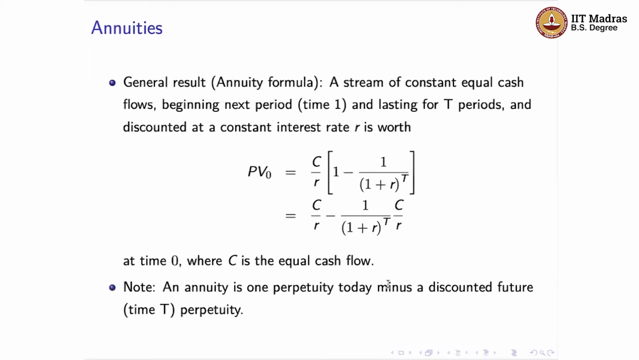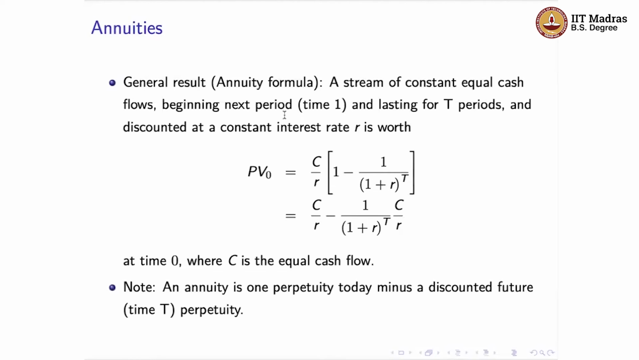And this is the general result. If you have a stream of constant equal cash flows beginning next period as usual and lasting for T periods, and if it is discounted at a constant interest rate R, then this is worth, in today's terms, an amount given by this annuity formula, right? C by R multiplied by 1 minus 1 by 1 plus R to the power T, where C is the equal cash flow that we have been talking about.